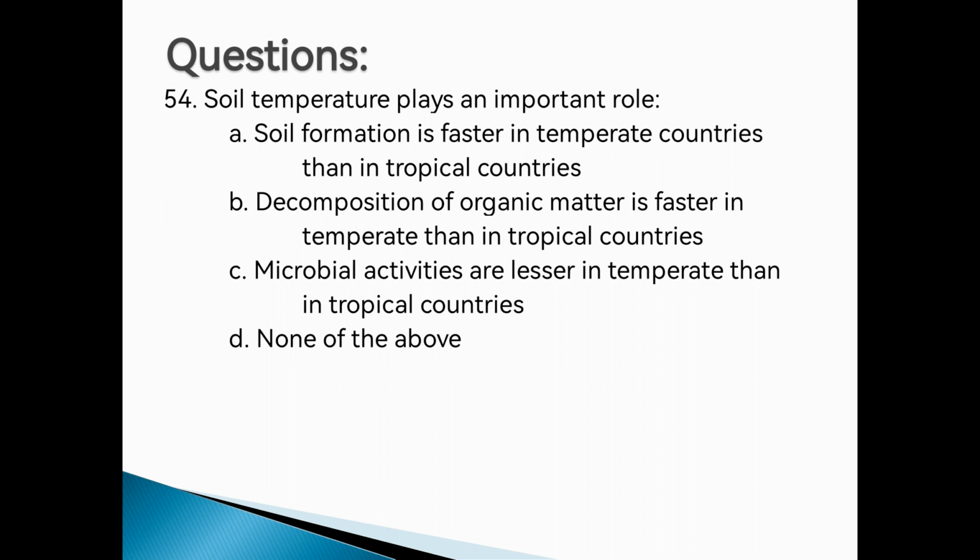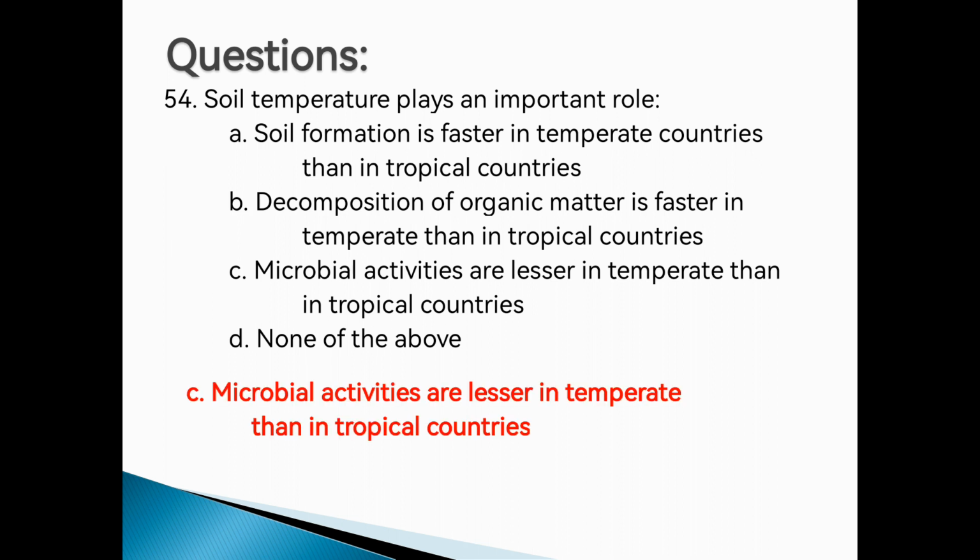Number 54. Soil temperature plays an important role. A. Soil formation is faster in temperate countries than in tropical countries. B. The decomposition of organic matter is faster in temperate than in tropical countries. C. Microbial activities are lesser in temperate than in tropical countries. D. None of the above. The correct answer is C. Microbial activities are lesser in temperate countries than in tropical countries.